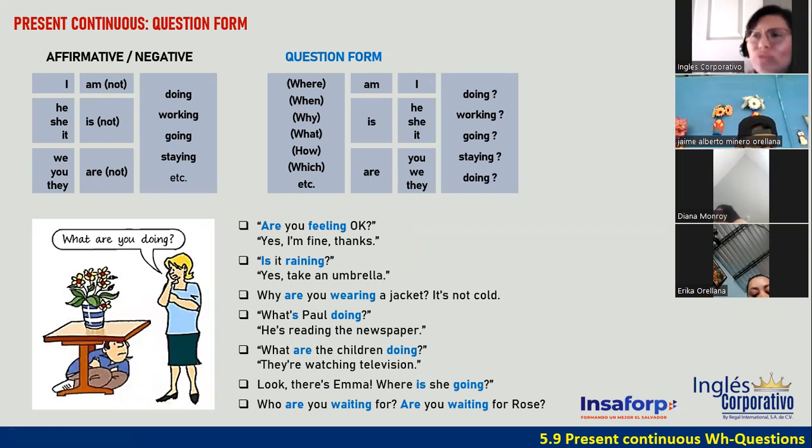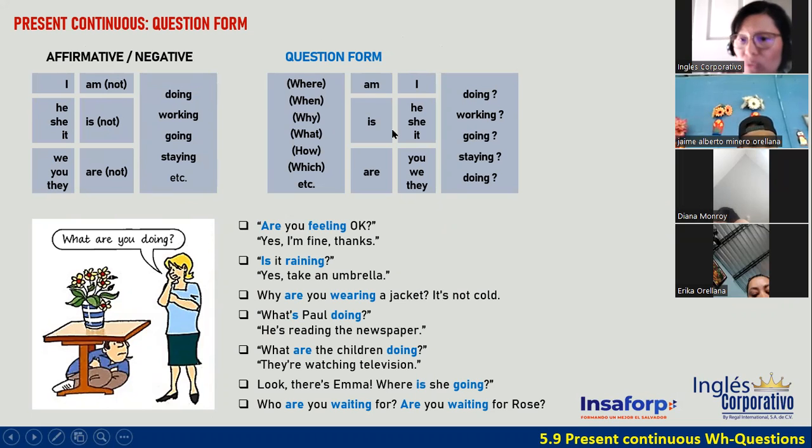Entonces, ¿cómo funcionan las preguntas con present continuous? Okay, they work in the following way. It says we have the affirmative and the negative form, and we have the question form, ¿verdad? Entonces decíamos, y fue lo que estudiamos en la clase anterior, que cuando hacemos oraciones afirmativas, necesitamos nuestro subject, nuestro verb to be en negativo o positivo, and the verb plus ing.